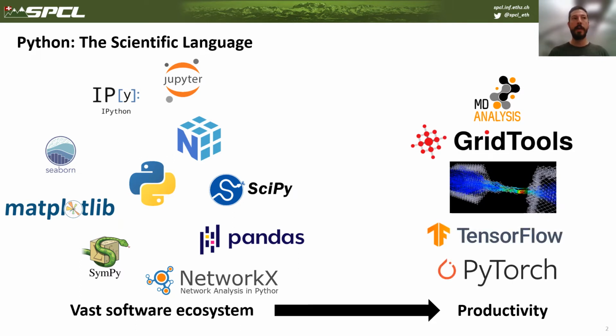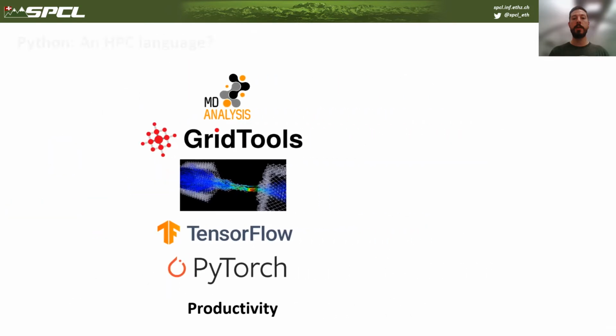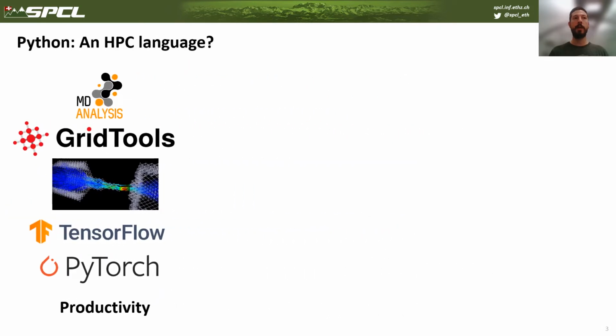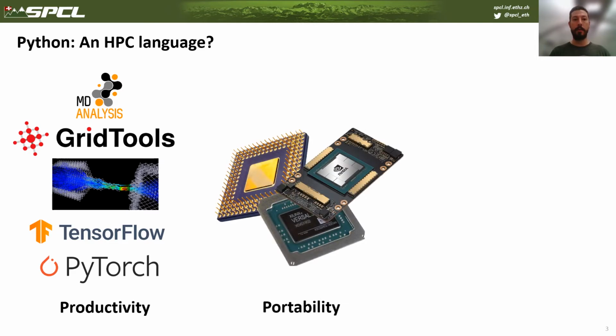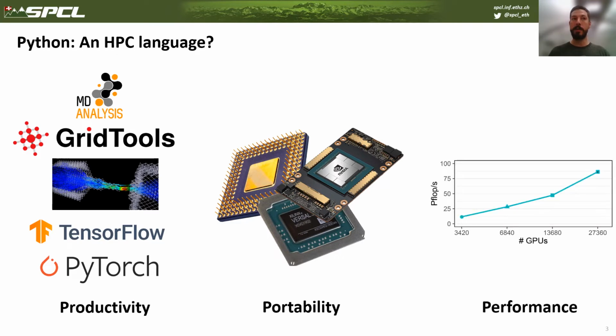Now, these applications are not just scientific applications. They're high-performance computing applications. So the question changes to, is Python an HPC language? To answer this, we must investigate the portability of Python. Can we run it on different state-of-the-art hardware architectures? And if yes, can we do so while achieving high performance?